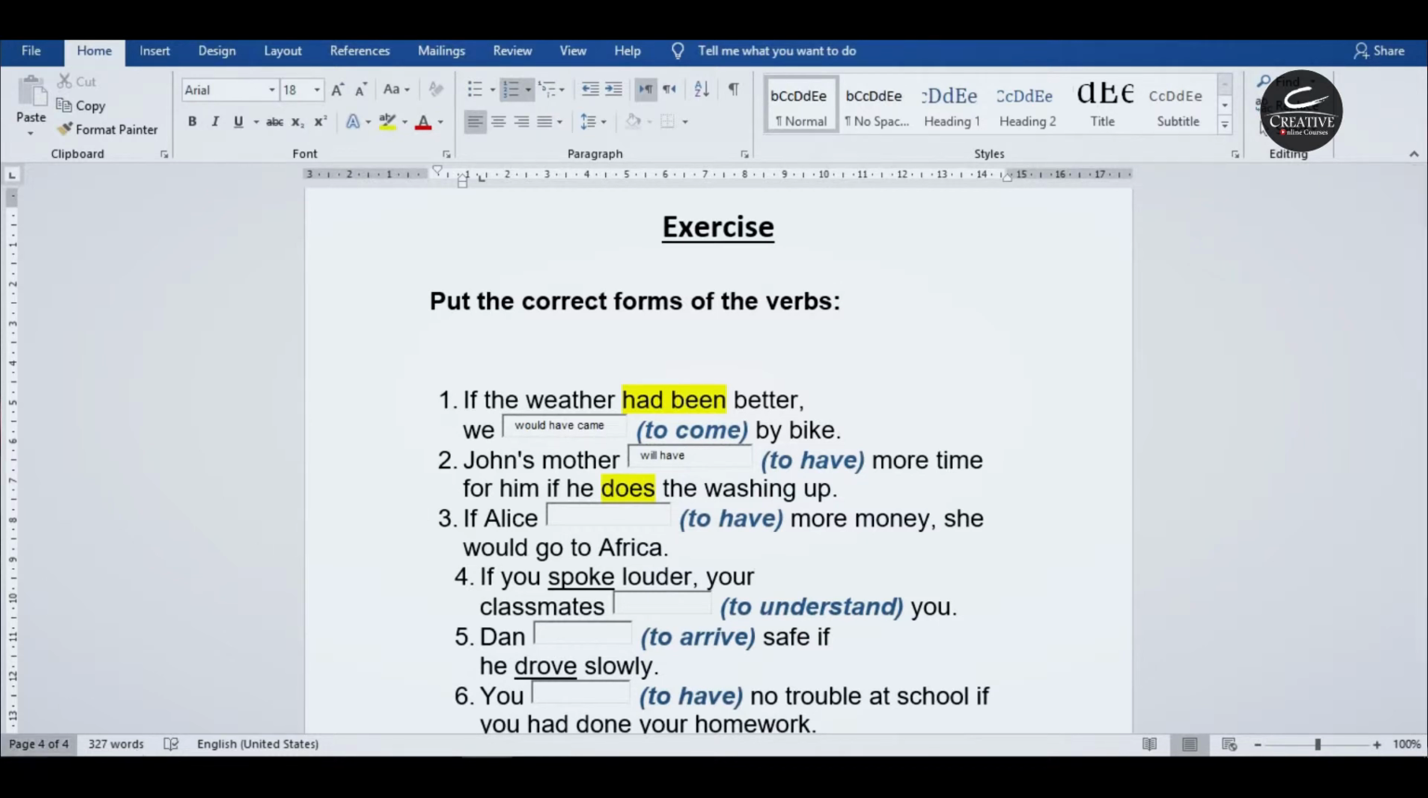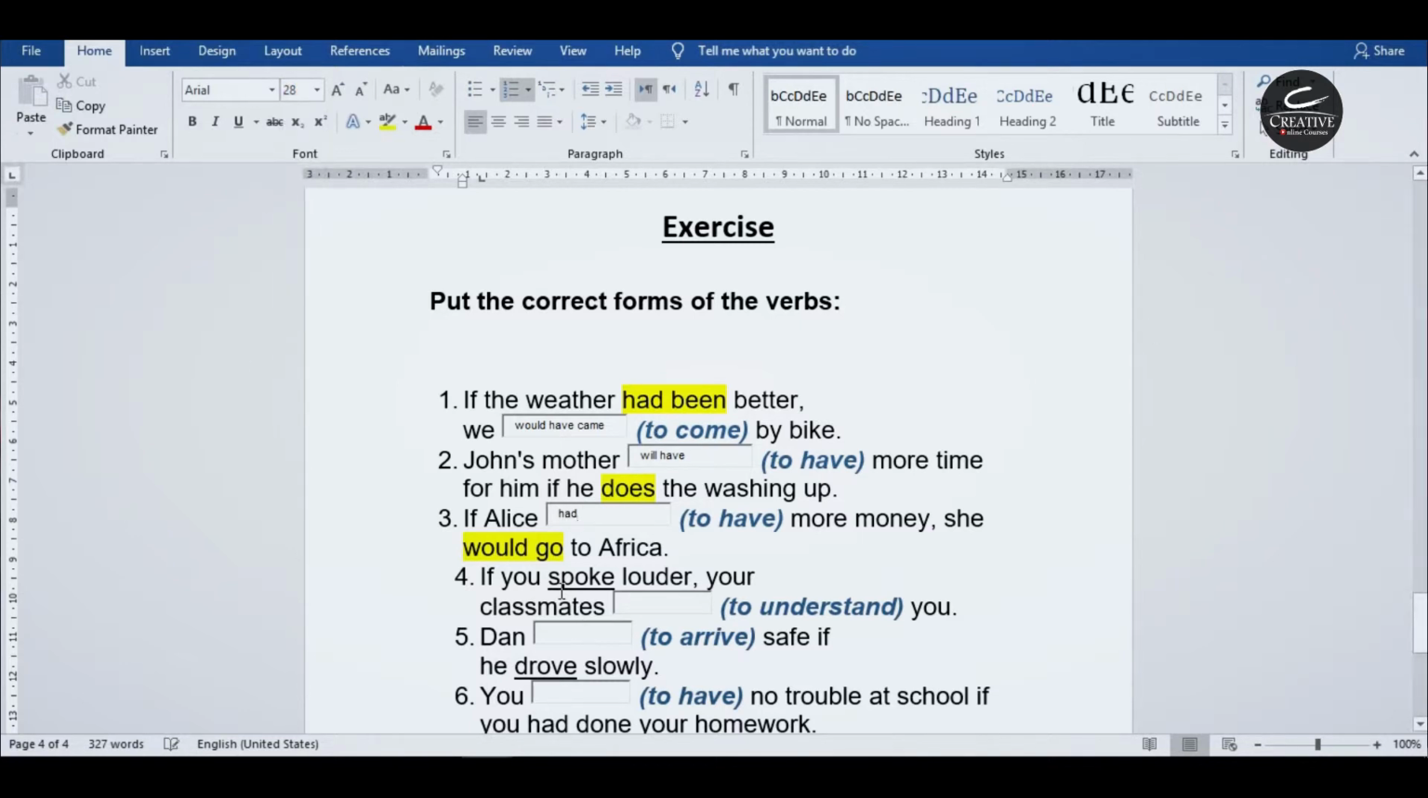Number 3: if Alice more money, she would go to Africa. Which condition is this? Yes, correct. This is the second conditional. And here we have would plus the infinitive, so we're going to use the past tense. So if Alice had more money, she would go to Africa.